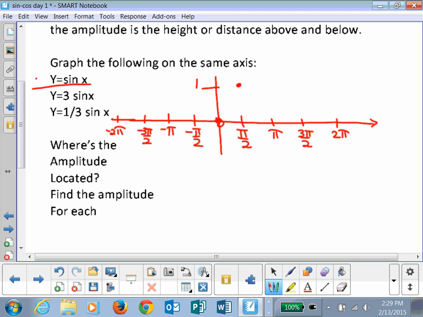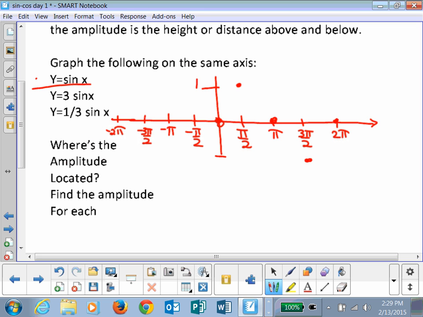Y'all with me now? All right, so then we're going to go pi. What's the sine of pi? So what's the sine of 180? You have to know these to graph these, guys. 0. What is 3 pi over 2? So what's the sine of 270? Negative 1. 2 pi? Back up to 0.